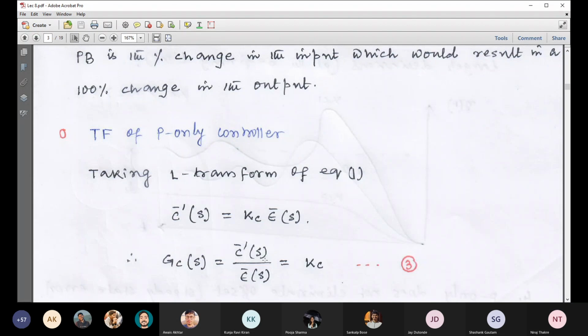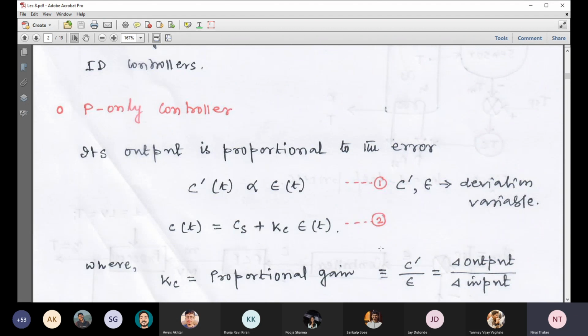Fine. So this is the transfer function for P-only controller, that is Kc. Sir, why don't we use the equation to take Laplace transform and find the transfer function? Yeah, you can take equation 2 also, but the transfer function is in terms of deviation variable. If you use equation 2, you have to write Ct minus Cs, that is C prime, and epsilon is a deviation variable. So you cannot consider C and epsilon together because C is not a deviation variable, epsilon is a deviation variable. Okay, sir. Okay.